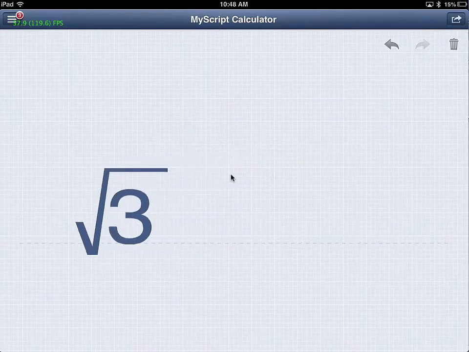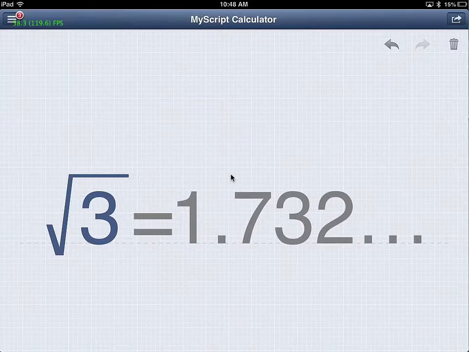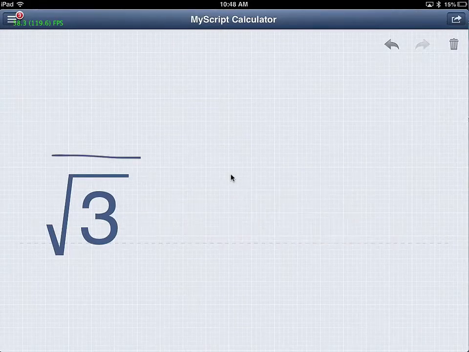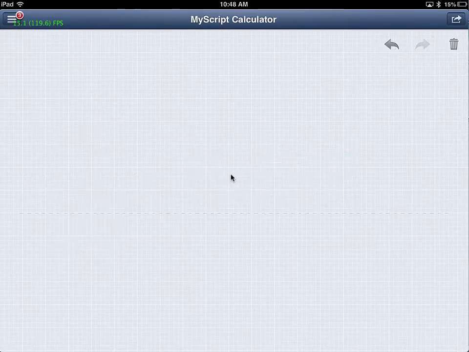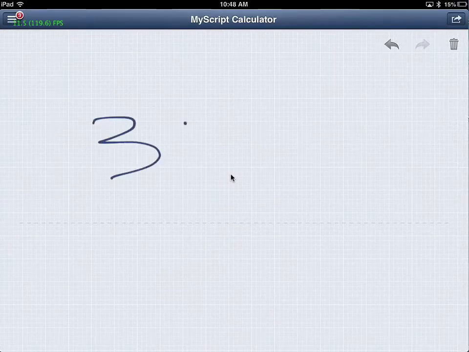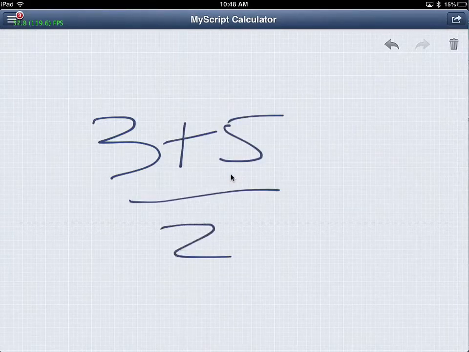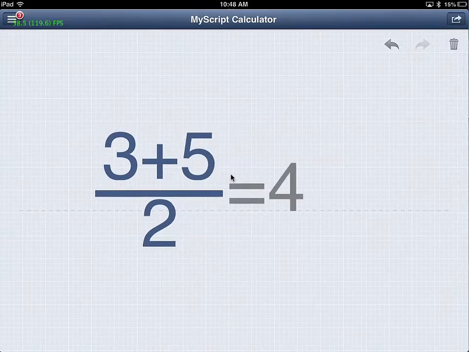So I do a square root sign. It knows the square root of 3 is 1.732. If for some reason I need the reciprocal of that, I can just put it over 1 and it does that calculation as well. Speaking of its ability to understand arithmetic notation, if I write something like this, it knows that the grouping rules are that you're going to add the 3 and the 5 together before you divide by the 2. It's fairly sophisticated.